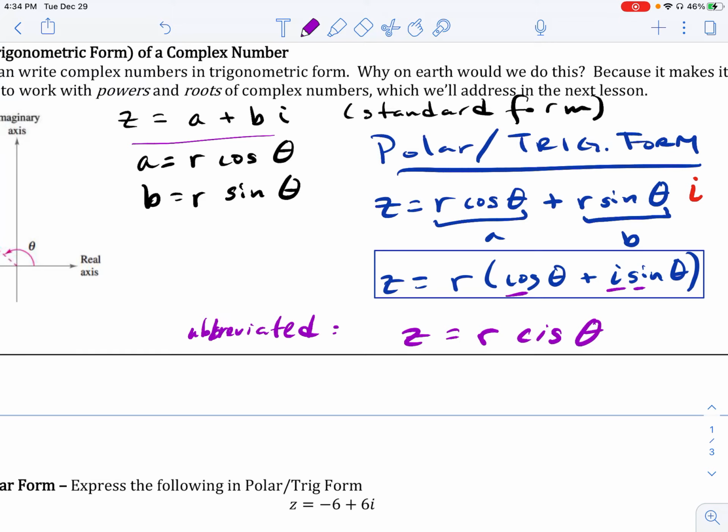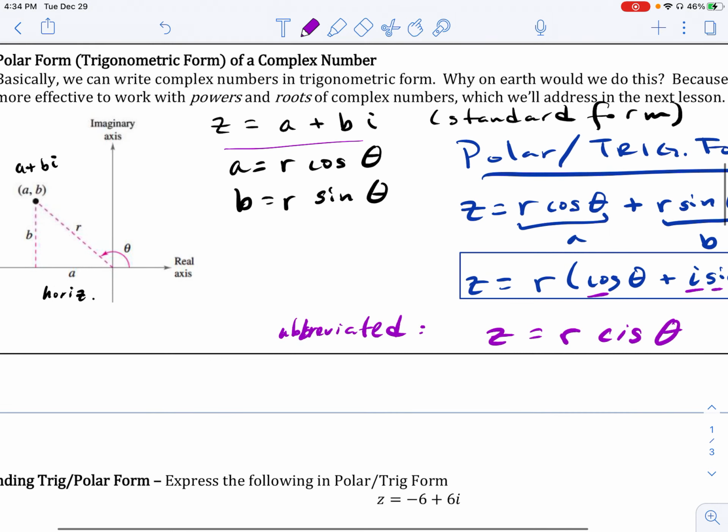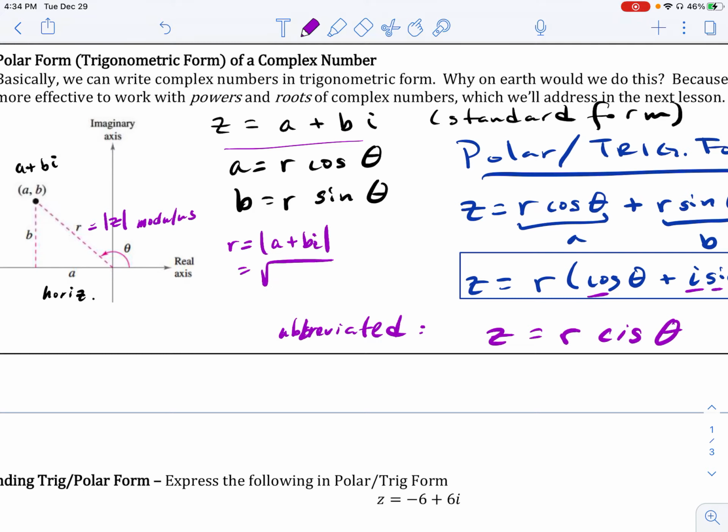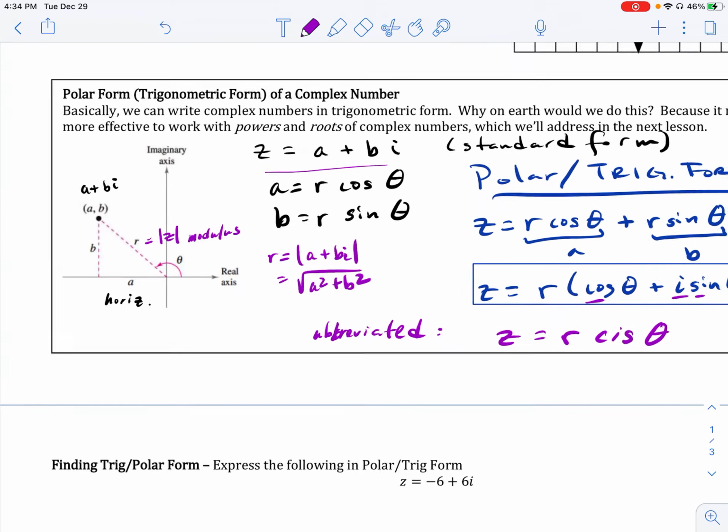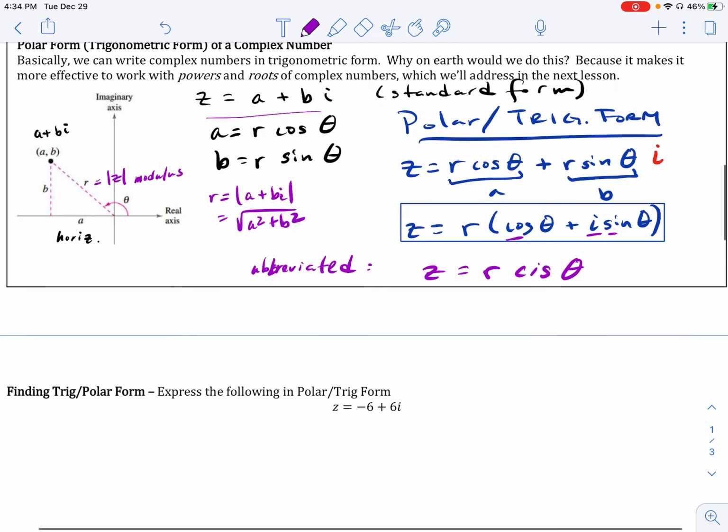A couple things we want to just remember here. r represents our magnitude. It's the magnitude of our complex number, or our modulus. Just want to make sure that we're clear on that. We would find r by simply taking the absolute value of our complex number, just the same thing that we discussed earlier. Okay, so let's go ahead and try a few practice problems where we rewrite a complex number that's in standard form into polar or trigonometric form.